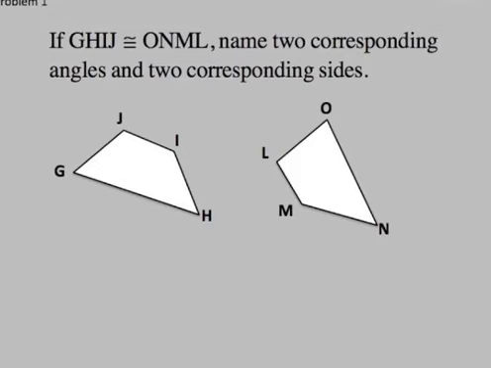Okay, so let's have some practice finding corresponding parts. In this figure we're given two polygons, polygon GHIJ and polygon ONML.